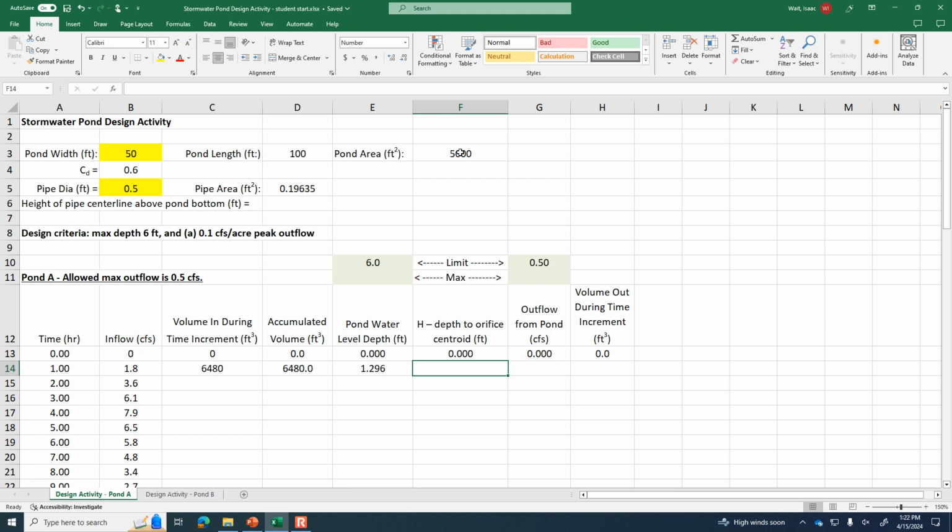And remember, H is defined as, if we have a pond where the water's coming out and we're applying the orifice equation to tell us the velocity of flow that's exiting the pipe, then H is the depth of the water minus 1/2 the pipe diameter. Okay, so it's the water depth minus the pipe diameter divided by 2. Anchor that reference because we're going to be always wanting to look up there as we drag that cell down.